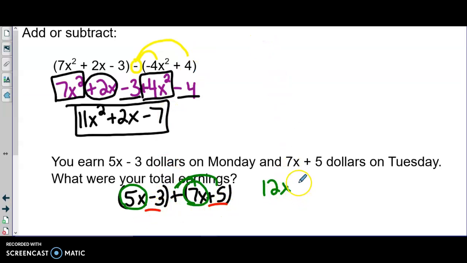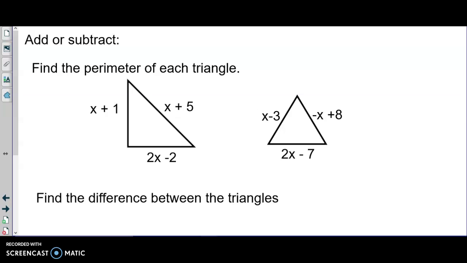-3 + 5 is a +2, and I can't combine those, so that is my final answer. All right, we want to find the perimeter, and perimeter just means add up all the sides. So you could write it out in one long thing, or you could just kind of add it from here. I'm going to add it from the way it looks.